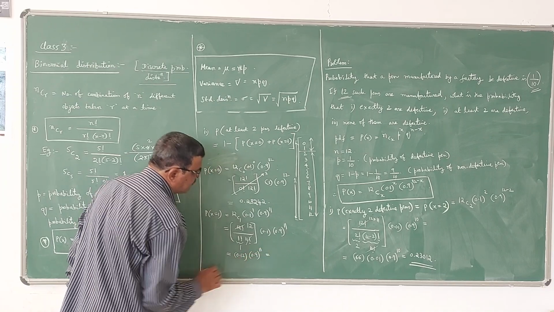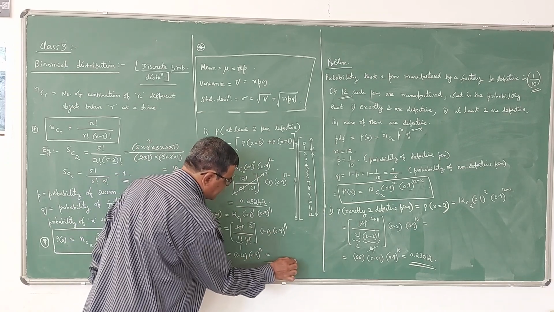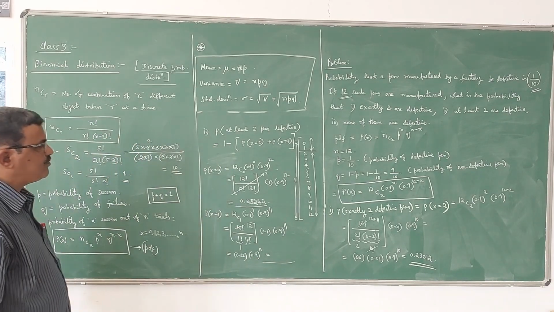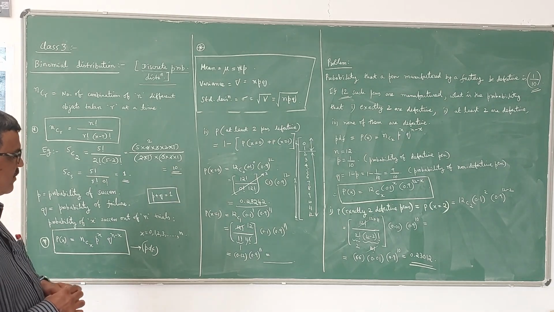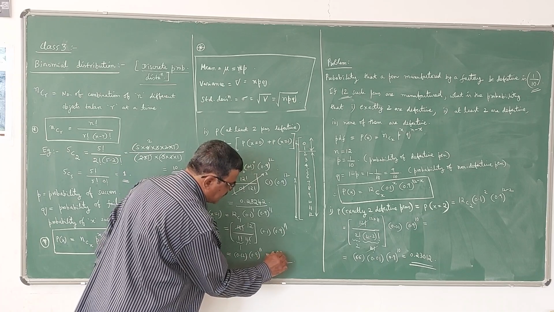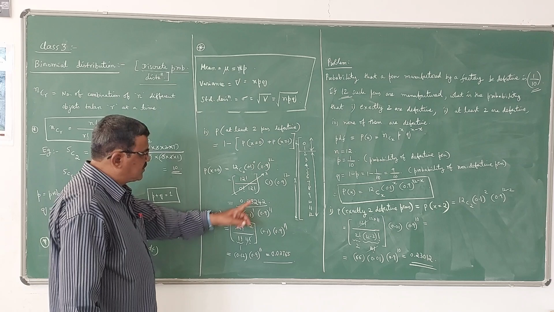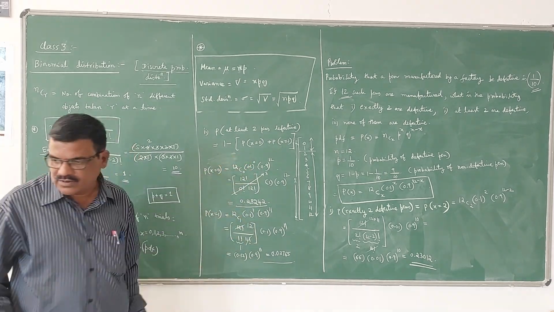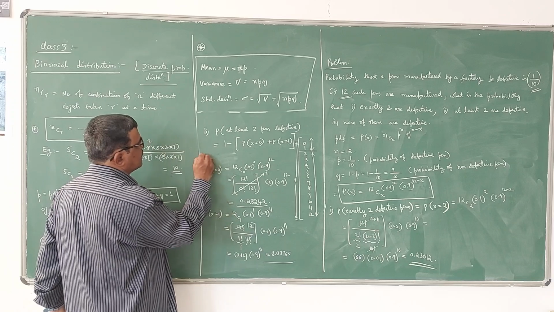What is this value? This is the value of P of x is equal to 1, which is 0.03765. Now you substitute these two values here. So what happens? That is your answer.